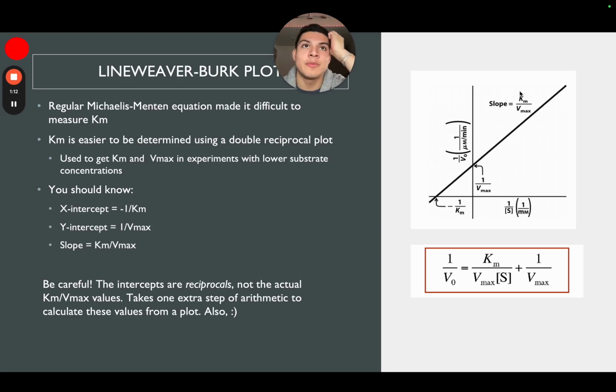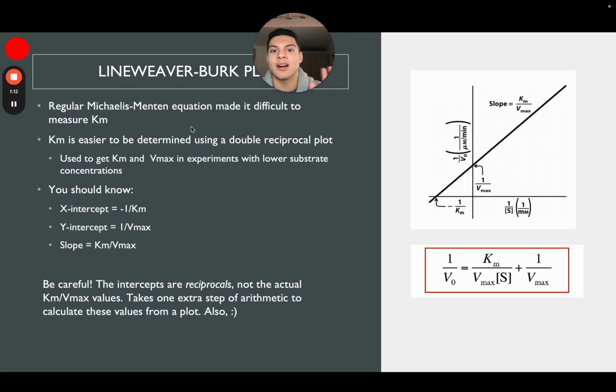This is something that you should know because it'll ground your understanding of a new graph if you're given one. Again, this is essentially just the regular Michaelis-Menten equation made easier to measure. There's a reason why we have a Lineweaver-Burk plot in the first place. The regular equation made it extremely difficult to measure the Km because you don't know exactly when you're reaching the Vmax, and especially if you consider multiple enzymes, how are you supposed to determine it? It gets convoluted and complicated really fast. So Km is easier to determine using a double reciprocal plot, meaning that we take the 1 over on both sides. It's used to get the Km and Vmax in experiments with lower substrate concentrations.